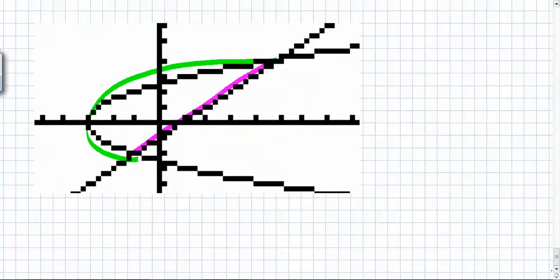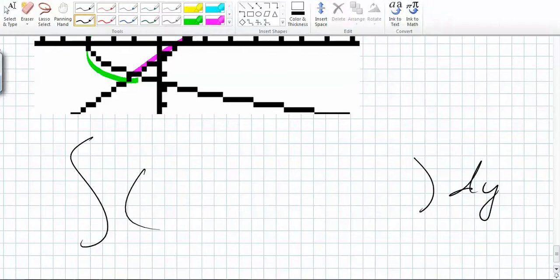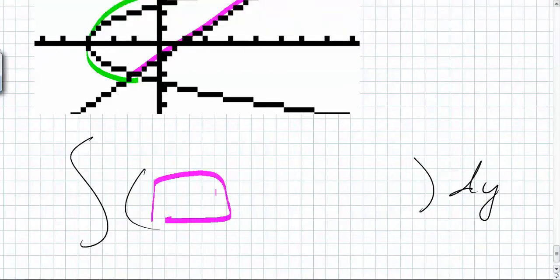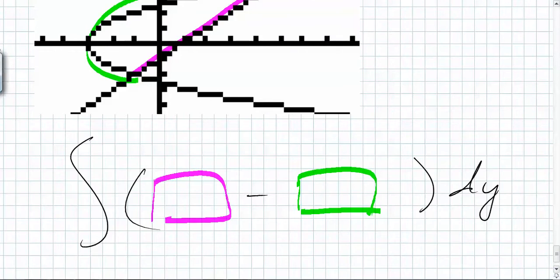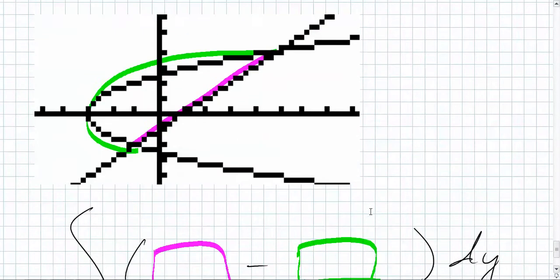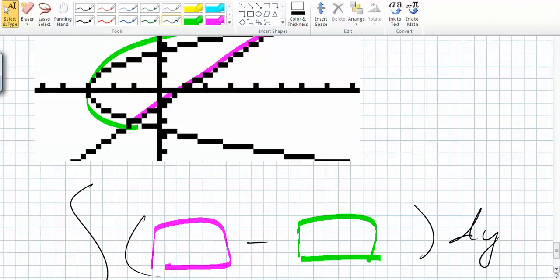So here we want to set up, again, it's going to be dy, and we know it's going to be the purple minus the what? Purple minus the green, exactly. And we're in terms of y now. So let's find our limits of integration first. If we're in terms of y, you want to go from the lowest y value to the highest y value. Which one is the lowest y value? How do you find that?